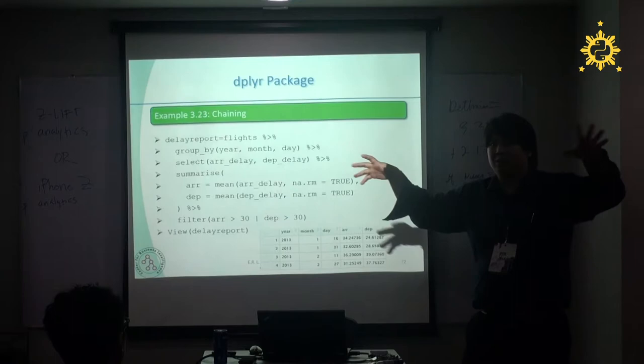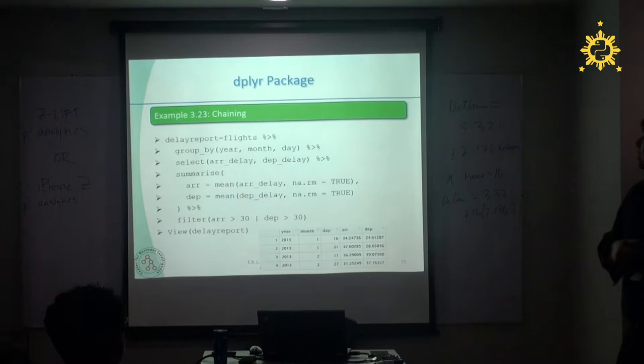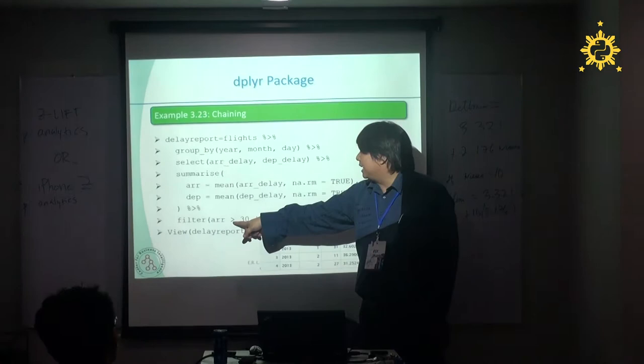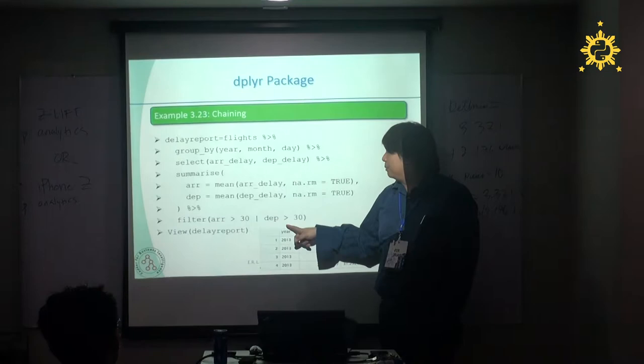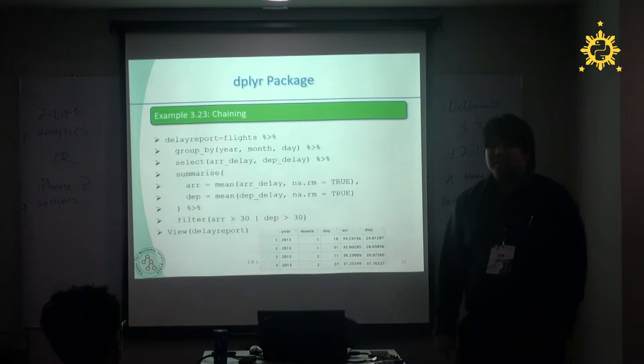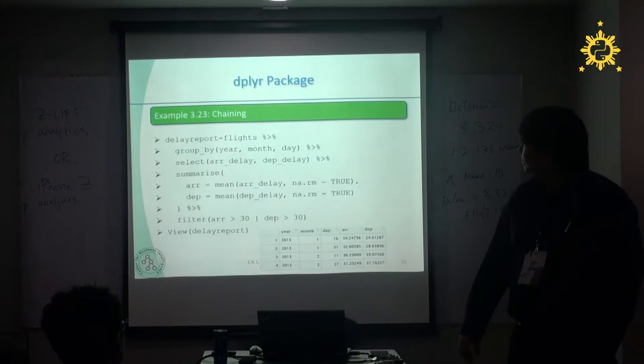So yeah, the flights, you group mo siya by year, month and day. Just simply select two columns, arrival delay and departure delay, and then get average arrival and departure delay. Okay? Tapos yung filter mo, lahat ng days na arrival and departure delay more than 30. So the first day to satisfy that is January 16, 2013, arrival delay was 34 minutes and departure delay on average 24 minutes. So nakasummarize na siya in one command. So chaining.